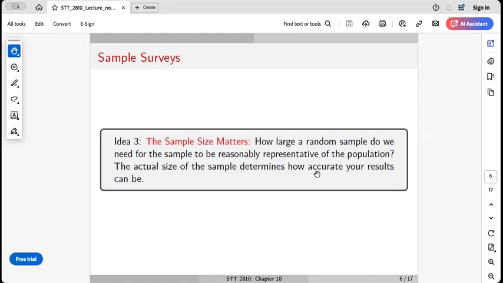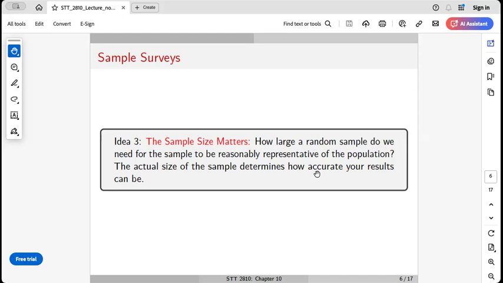And then the last idea is the sample size. The sample size matters. Now the question is, what sample size do we need to give a good reflection of the population? The actual number of the sample size also determines how accurate your results can be. For example, if I want to find the average height of students in this class, and we are about 31 or 32, and I decide to select 3 people, the sample size is very small, right? And so whatever I get is not going to be a true reflection of the average height of students in this class.